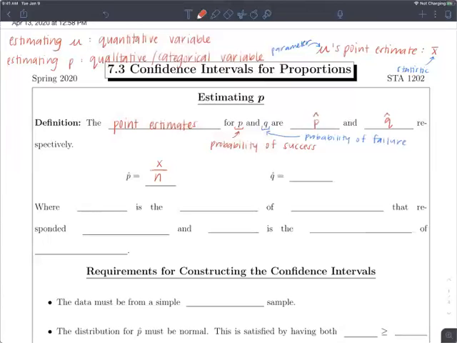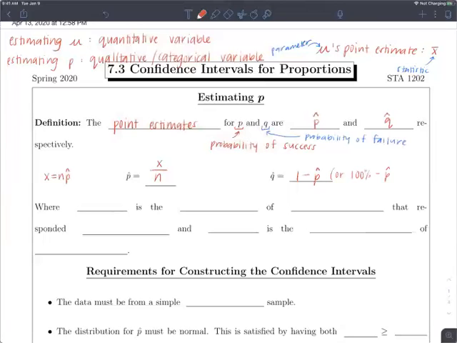So this was the one where you're either going to be given P hat or you're going to be given X. If you're given P hat, you can find X by doing N times P hat, right? So don't forget about that kind of conversion. And then Q hat is just going to be 1 minus P hat, or 100% minus P hat. But P hat should usually be written as a decimal, so you're typically going to end up using this one.